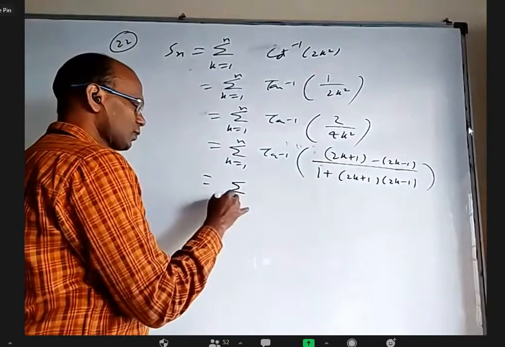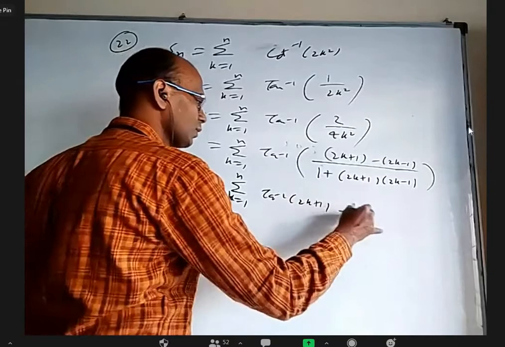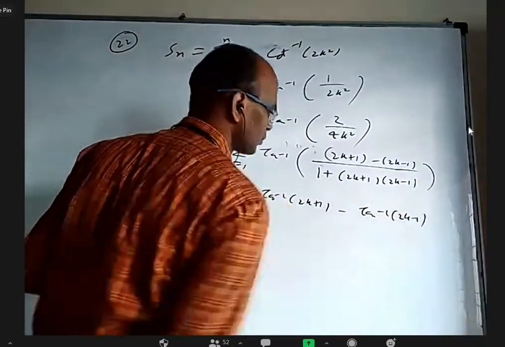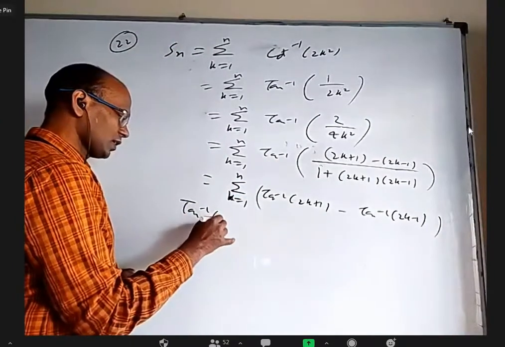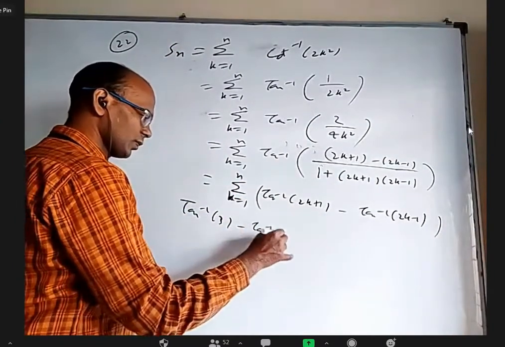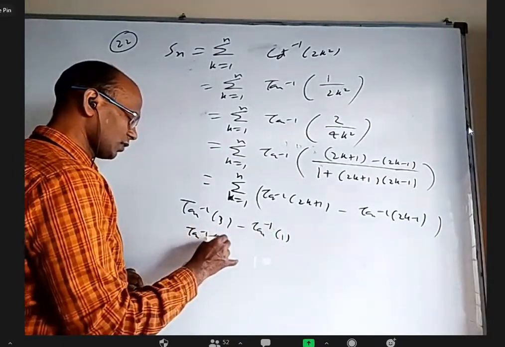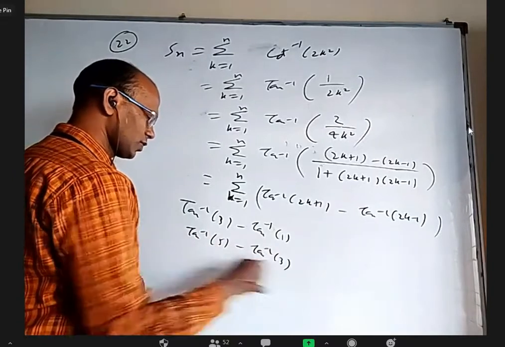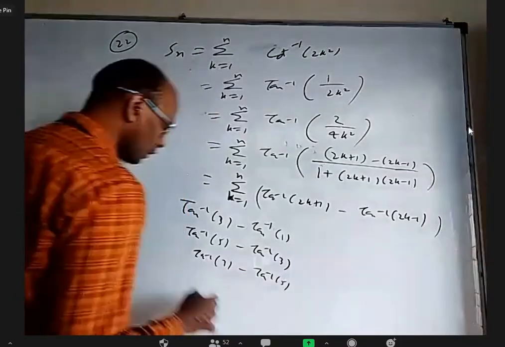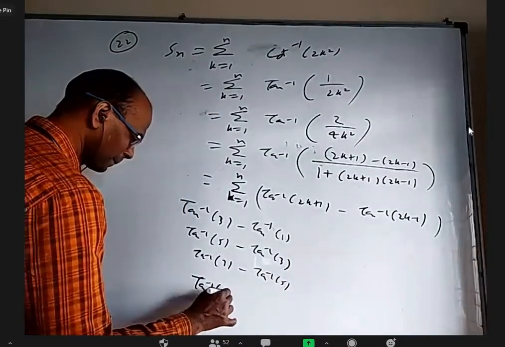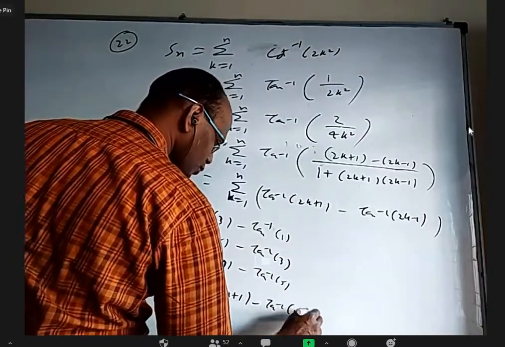Okay, so that is sigma k equal to 1 to n of tan inverse (2k plus 1) minus tan inverse (2k minus 1). If you put k equal to 1, it is tan inverse 3 minus tan inverse 1. If you put k equal to 2, it is tan inverse 5 minus tan inverse 3. Next, tan inverse 7 minus tan inverse 5. Finally, it is tan inverse (2n plus 1) minus tan inverse (2n minus 1).